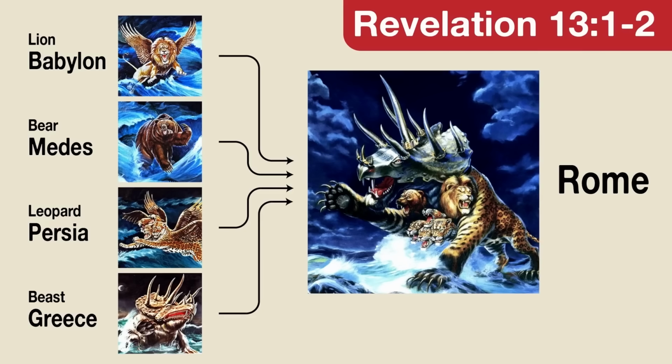Again, this image is the exact one that was used by my cult, the Worldwide Church of God, in order to scare people into obedience. According to my cult, the 10 horns represented 10 reincarnations of the Roman Empire, with the final one about to appear any day now, ushering in the end of the world.